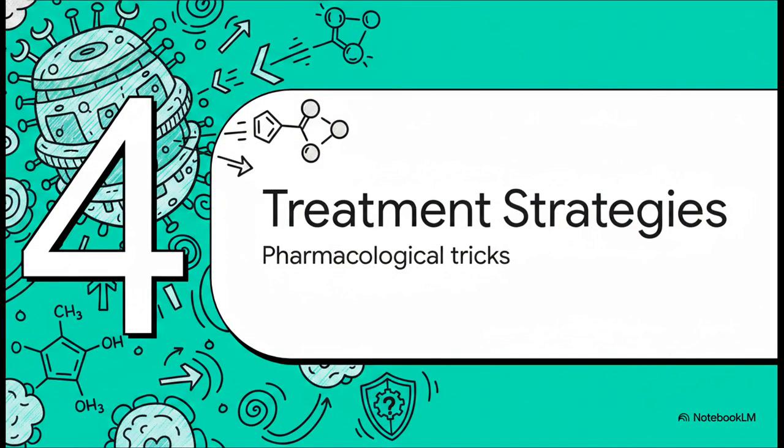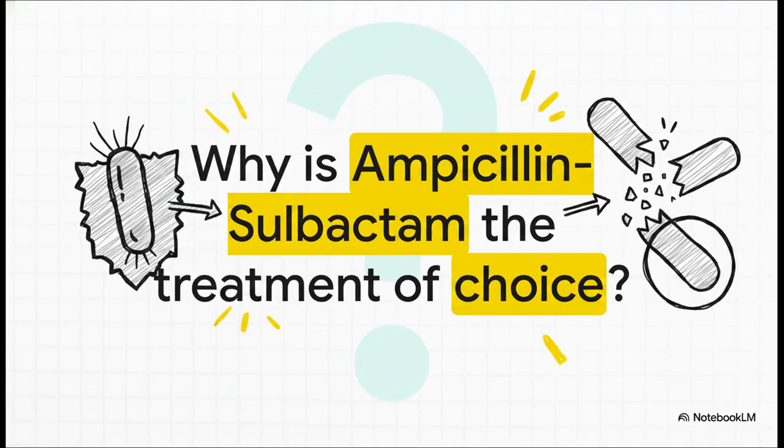All right, Section 4, high-yield treatment strategies. Okay, I want to pause here for a second and ask you a real trick question. Why on earth is ampicillin-sulbactam the treatment of choice for susceptible strains of Acinetobacter? Think about it. We literally just established that this bug destroys beta-lactam antibiotics. So why use ampicillin? This right here is one of the most highly tested gotcha moments in all of clinical microbiology.